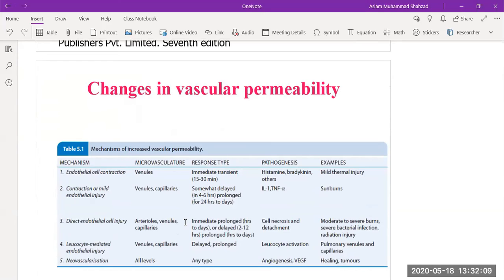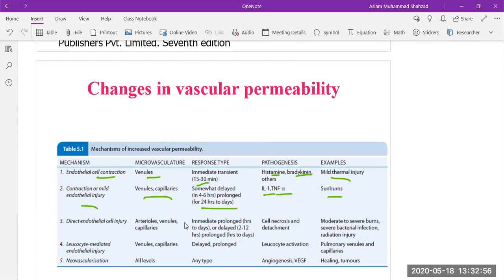This is the picture that can explain it to you. Endothelial cell contraction occurs in the venules, around 15 to 30 minutes, and the mediators are histamine and bradykinins. This is an example of mild thermal injury. In the case of sunburn, there will be contraction or mild endothelial injuries in venules and capillaries. The onset is around 4 to 6 hours and prolonged up to 24 hours. The mediators are interleukins, leukotrienes and tumor necrosis factors.